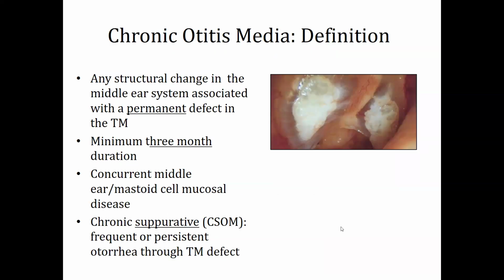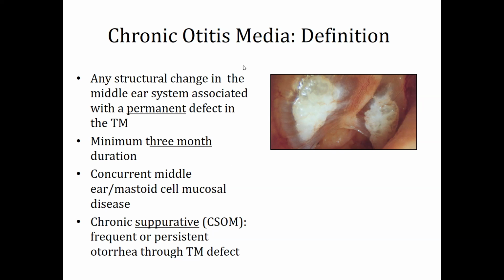So chronic otitis media is really defined as any structural change in the middle ear system associated with a permanent defect in the tympanic membrane. Okay, so that's how you define it. And then that change has to have been occurring for at least 3 months. So if it's less than 3 months, that's not chronic otitis media.